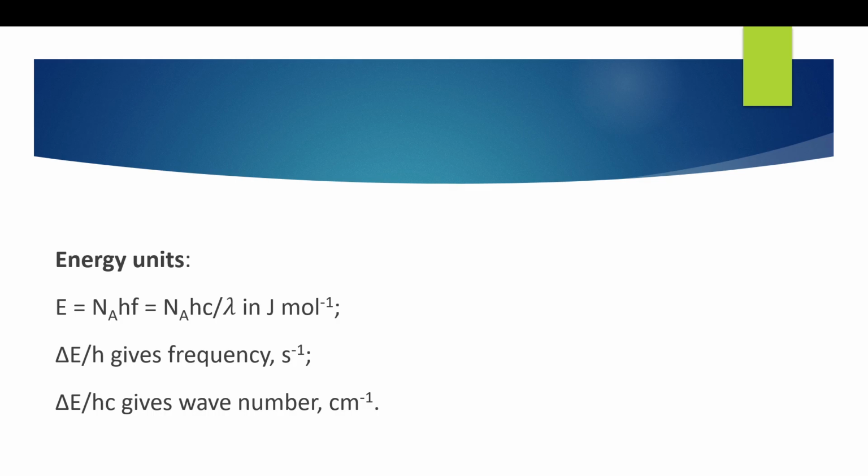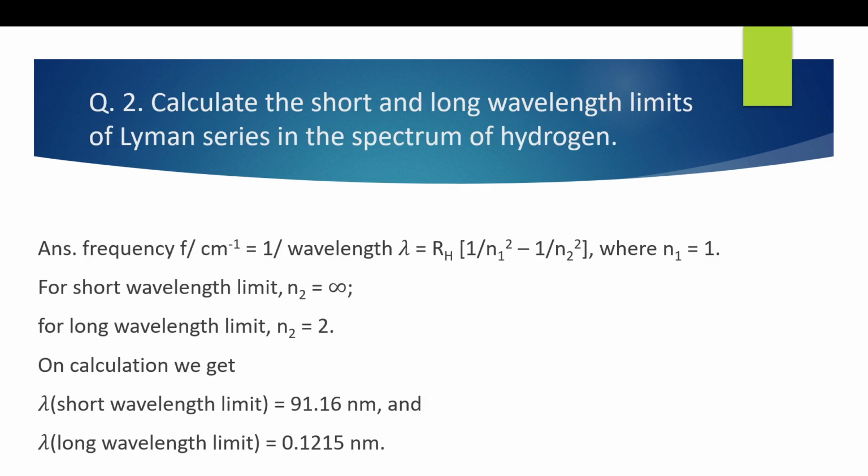For example, while dealing with infrared spectroscopy, we use wave number. While dealing with microwave spectroscopy, we use per second or wave number, both units. For energy, we use joule per mole unit. So students should be familiar with how to convert one unit into another. We proceed to question number 2.